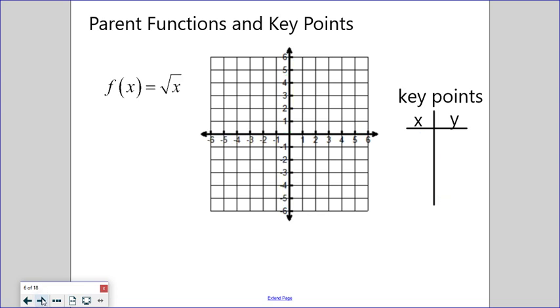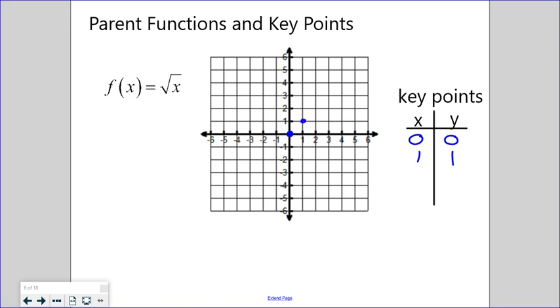Next parent graph, square root of x. On this one, we have to pick our x's strategically. First of all, it has a domain restriction, so I can't pick all x's. I can only pick positive numbers, and 0 is where I start. Square root of 0 is 0. Then I go in the positive direction. Square root of 1 is 1.